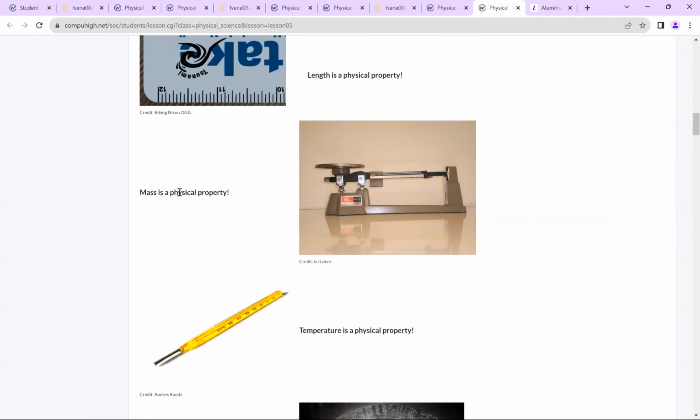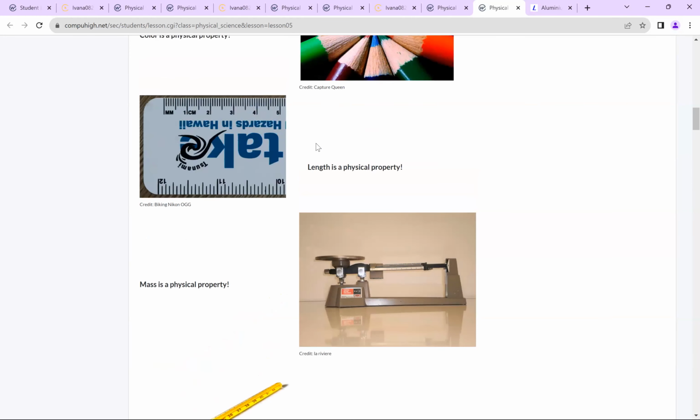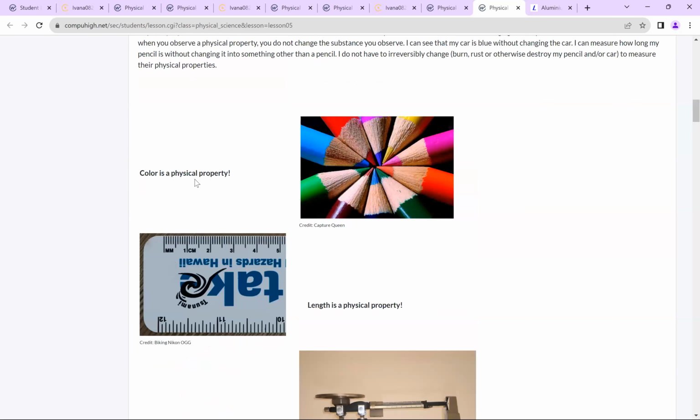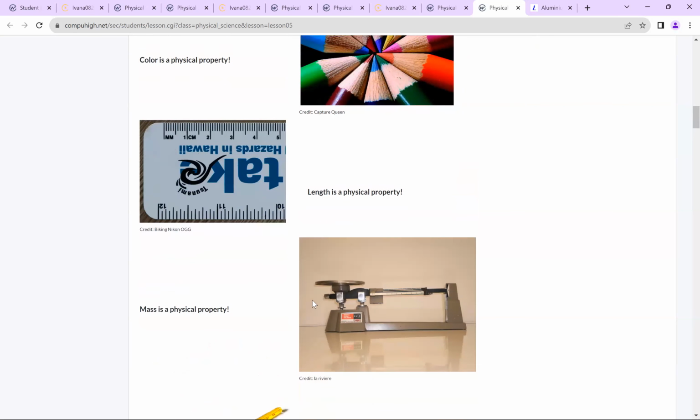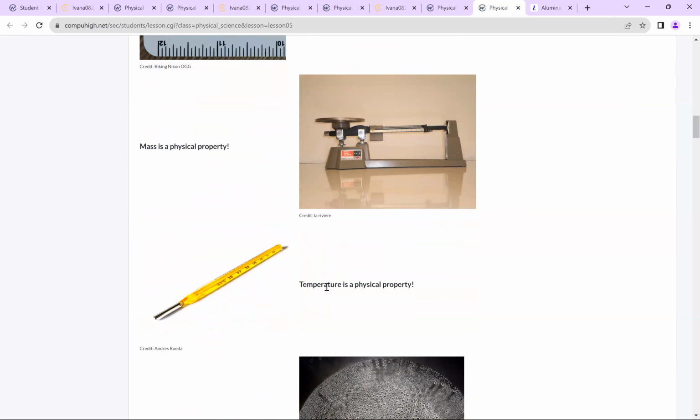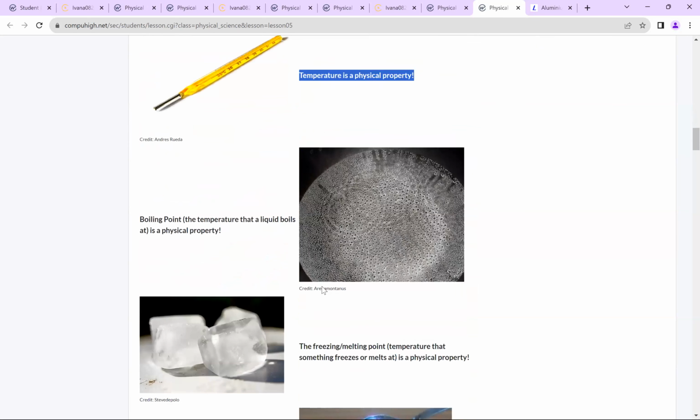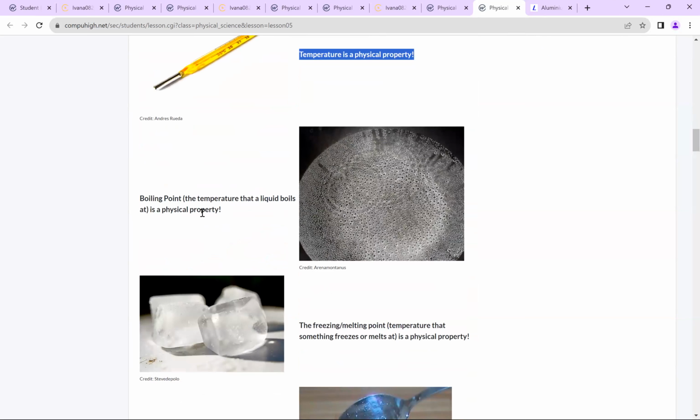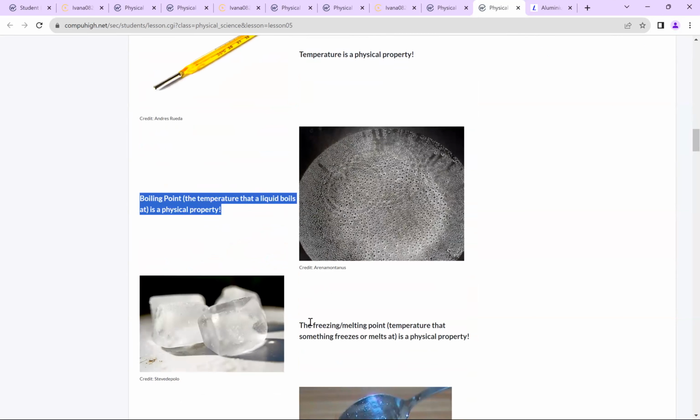Then you can't say mass is how much something weighs. But I'll give you an example, like for color. You can say, the color is, well, that was a little bit harder. I mean you could say length is something that can be measured. Sometimes these are hard to define. Temperature is not too bad to define. Boiling point is actually already defined. Melting point as well. But you got to pick four of those from the list and define them.